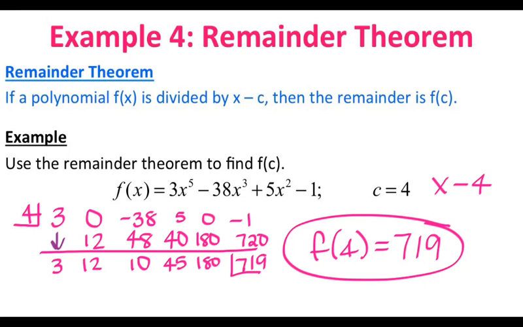Now I can double check that by plugging 4 in for x. So 3 times 4 to the 5th minus 38 times 4 to the 3rd plus 5 times 4 squared minus 1. And when I plug it in, it gives me 719. So again, the remainder theorem is just another way to evaluate functions. Alright, so that covers all the material for section 3.2.